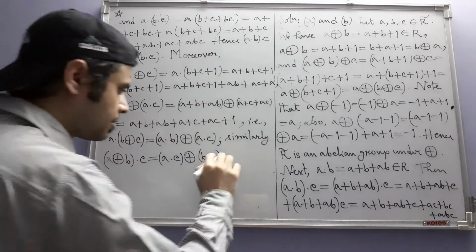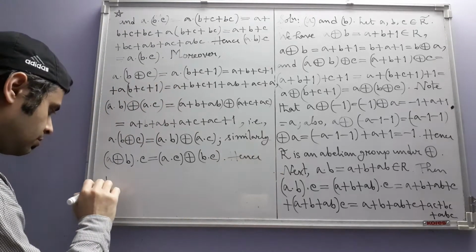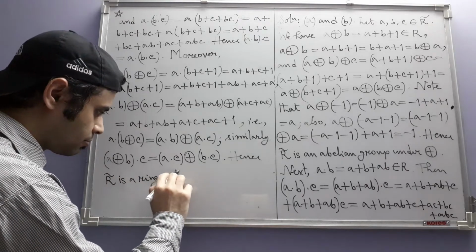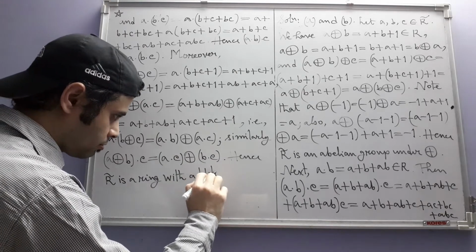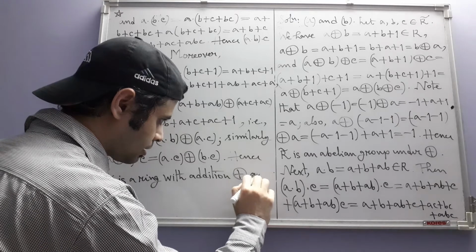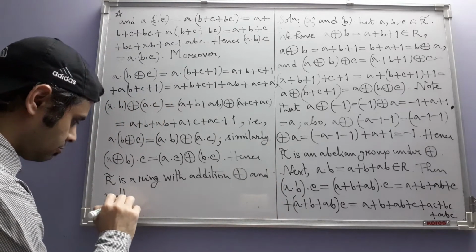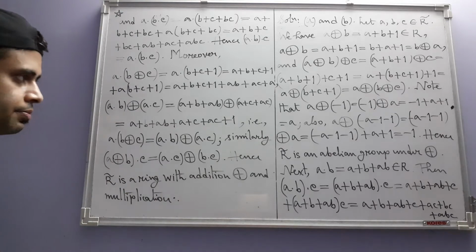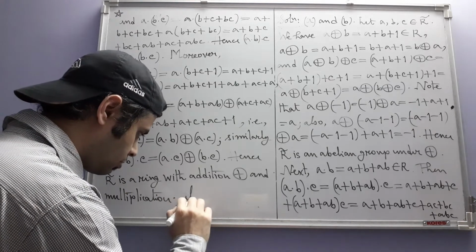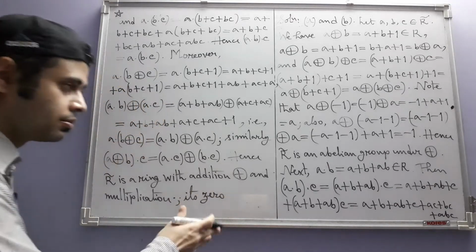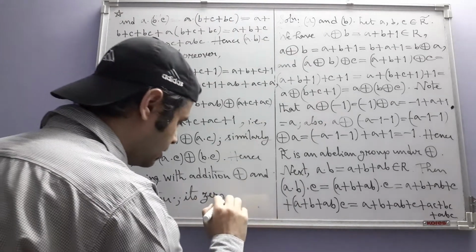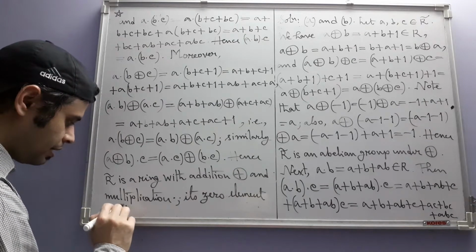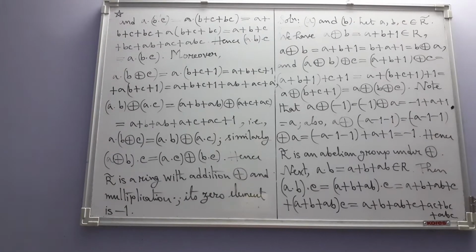Now we can conclude. Hence, R tilde is a ring with addition plus and multiplication dot. Its zero element, because we have to answer part B also, so this is part A. Its zero element is -1. Okay, so this is one thing.